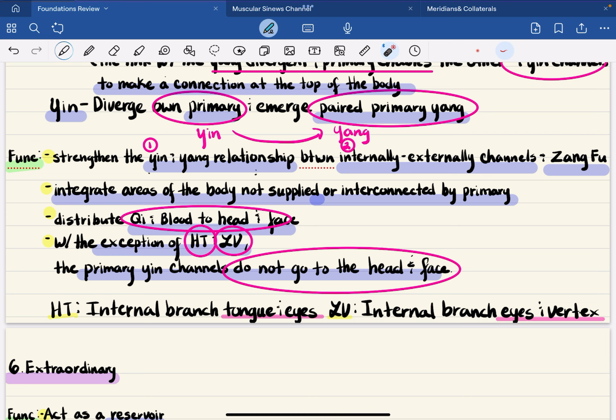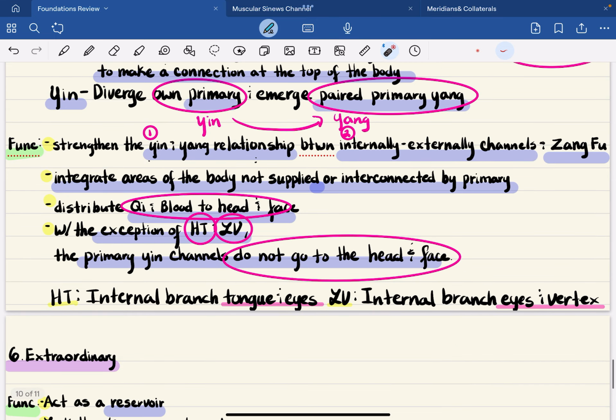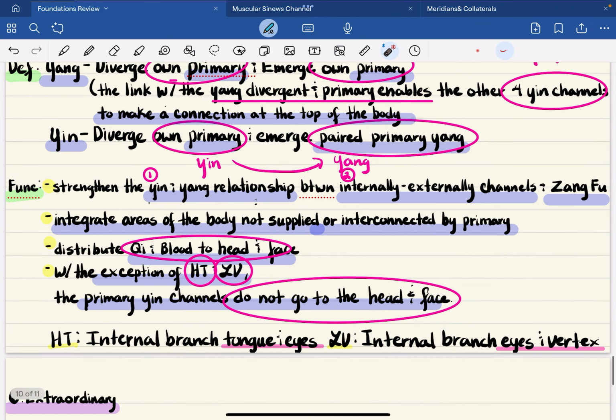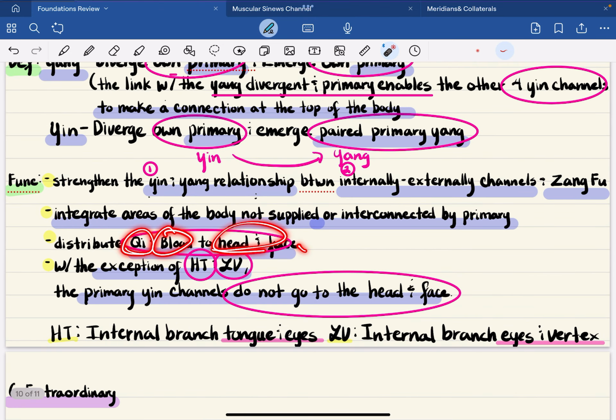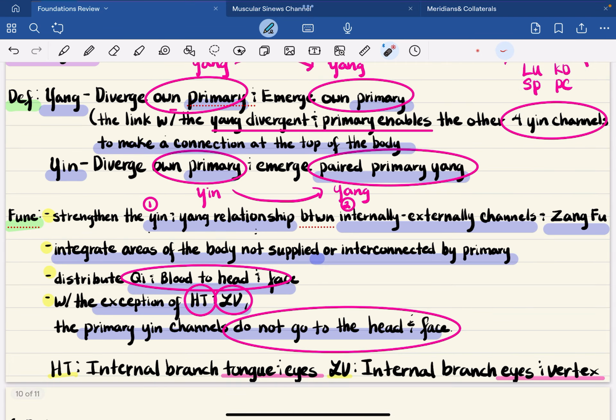Now, a lot of people may not remember this, but the internal branch for the heart goes to the tongue and eyes. Tongue and eyes are where? At the head and the face. And then the liver is the same. It goes to the eyes and the vertex of the head. Because of this reason, the heart and liver are the only exception, where the yin does not need the help. But the other four need the help from the divergent channel in order to distribute the qi and blood to the head and face through these channels of these four. Do you guys get it now? Okay.